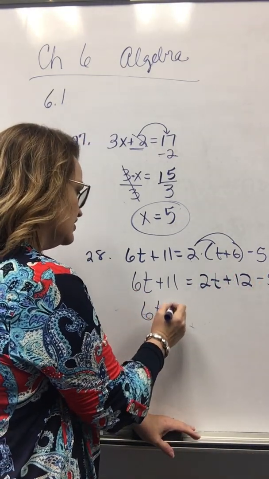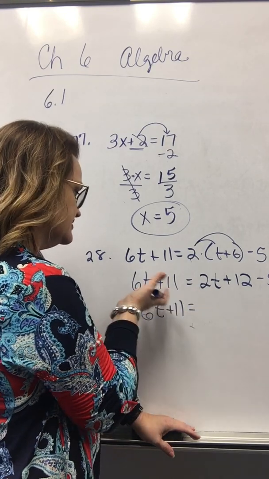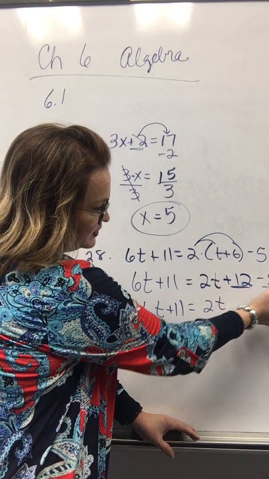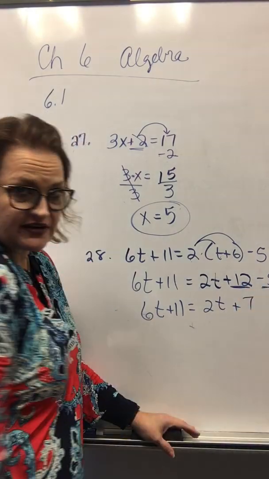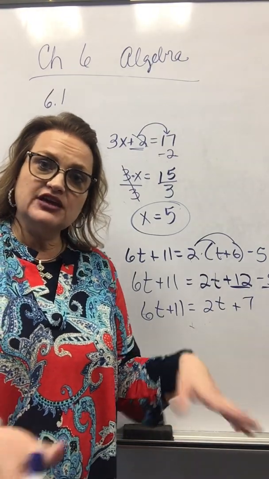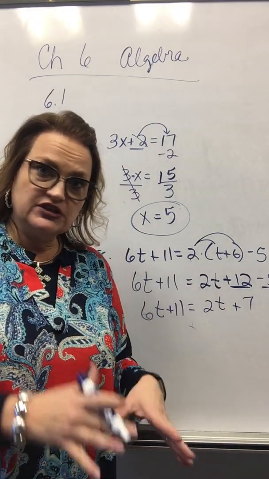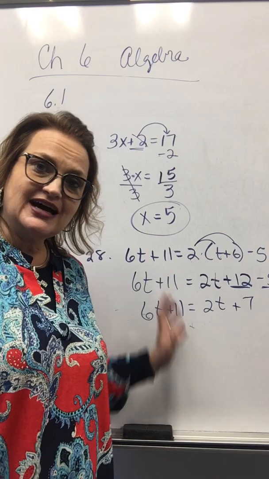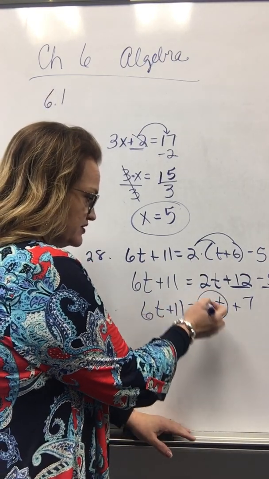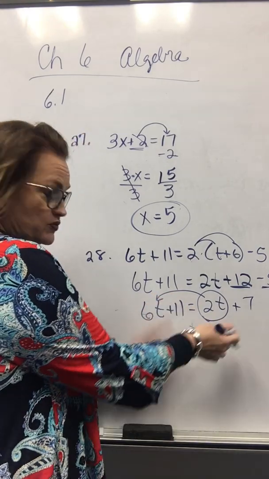The left side's not cleaning up. It's already as simplified as it gets. But the right side had some work. Positive 12 and minus 5 is positive 7. So once you clean up each side as much as you can, then you move your terms back and forth. However, you need to move to get your variables to one side and your numbers to the other. So these t's on both sides, I need to move this over.